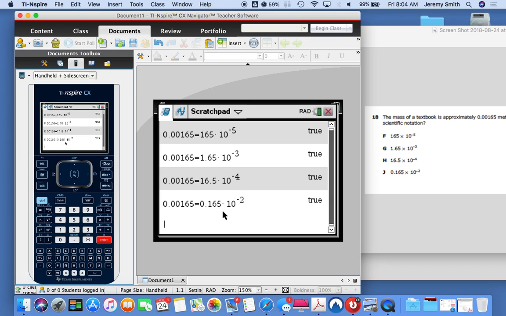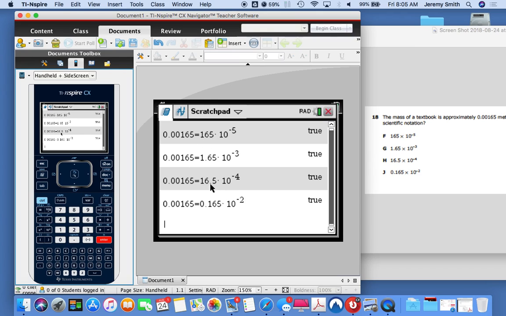Alright, so here's the issue. All of them say true. Typically, if it would have said false, you know that was not a correct answer. But you have to really think back to the conceptual way of doing scientific notation. If you remember, that coefficient must be between 1 and 10. If we look at this, this is not between 1 and 10, so I know that doesn't work.